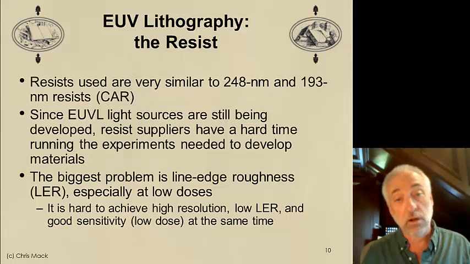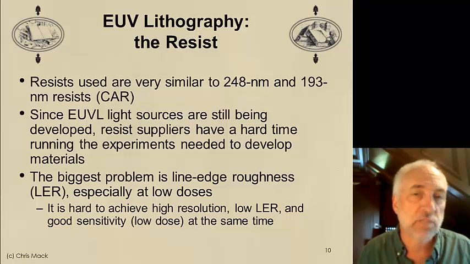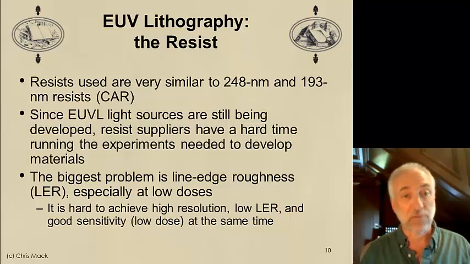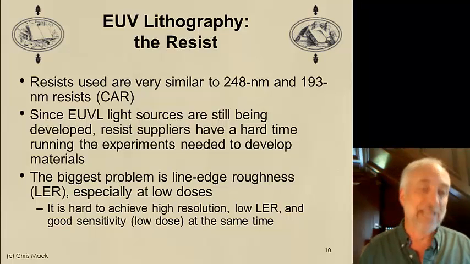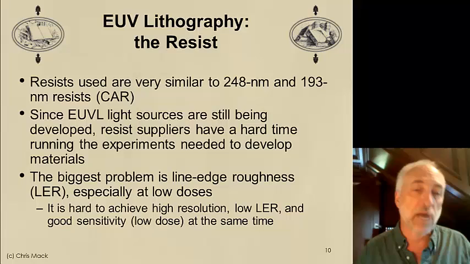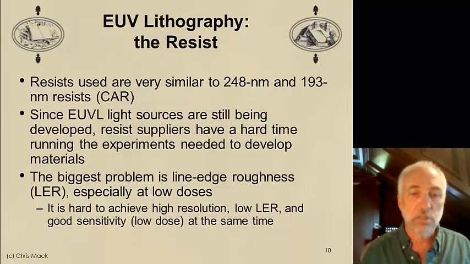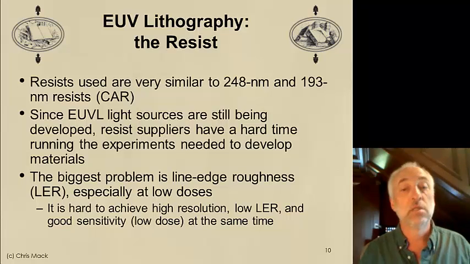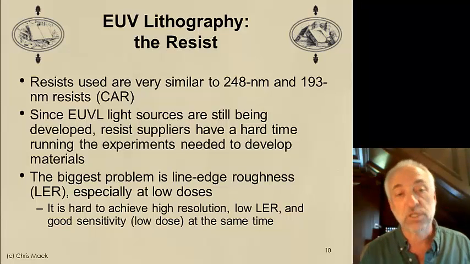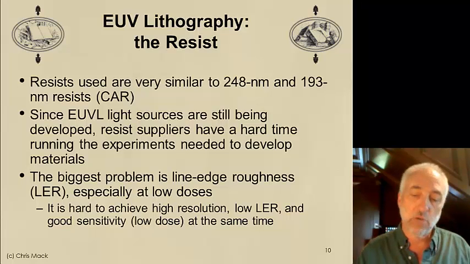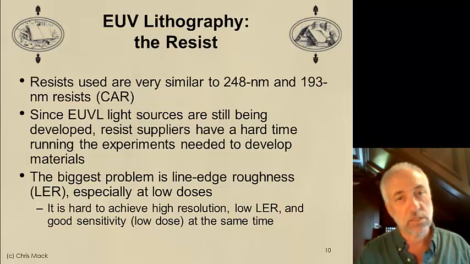And it's very hard to get low roughness of our edges when using a low exposure dose. Why do we want to use a low exposure dose? Because we don't have a very bright source. Without a bright source, to get the throughput that we want through our system, we try to run at low doses. But when we run at low doses, it's hard to get good resolution. It's hard to print features that aren't very rough along the edges. So this is the main difficulty with the photoresist today.